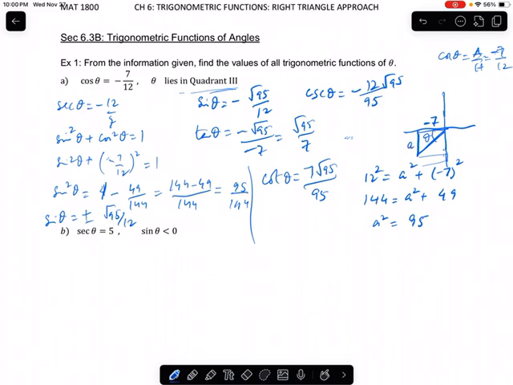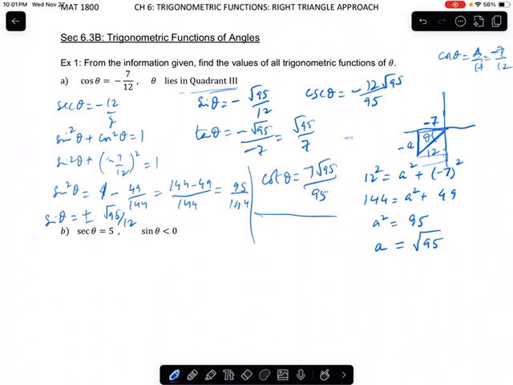Now if this side is A, we find A, and we come to know that A is going to be square root of 95. But when we put it here, we have to have a negative A, because this is in the third quadrant. Once you have A, and this was 12, you can write all the ratios using that triangle, like we did in chapter 6.1 or 6.2, we did this type of problem.